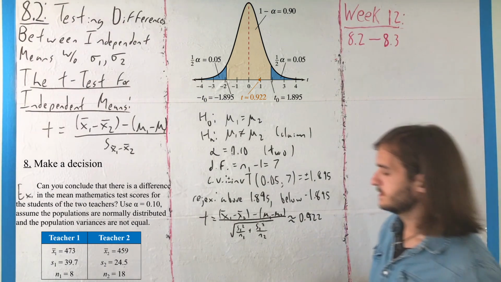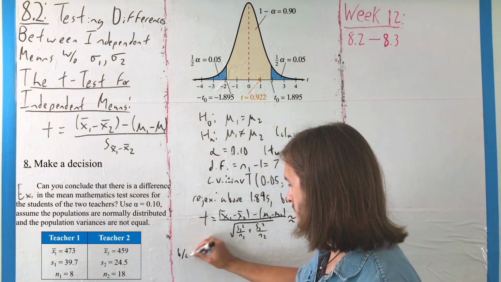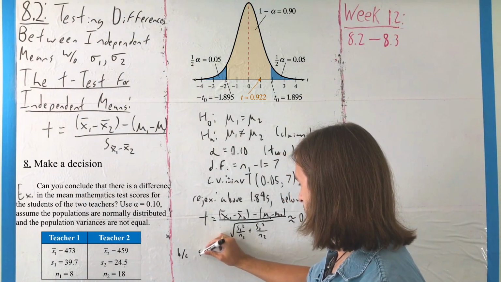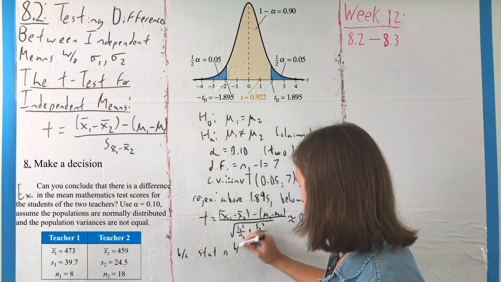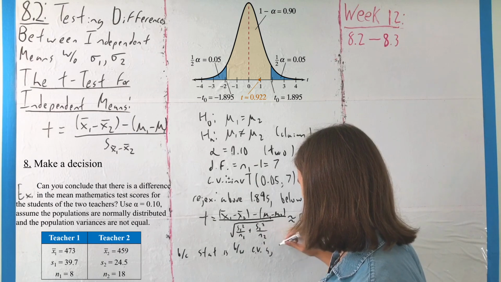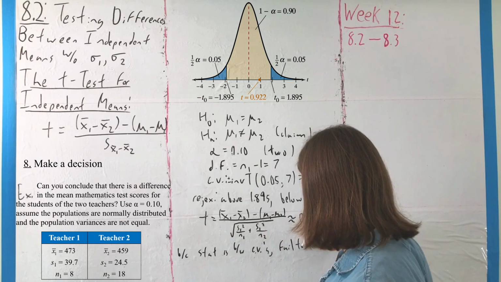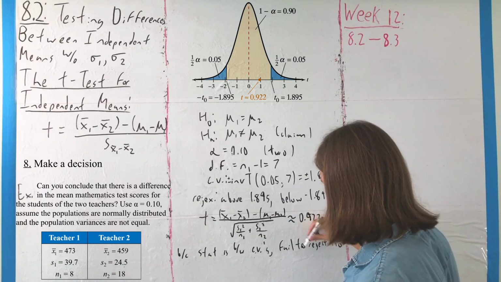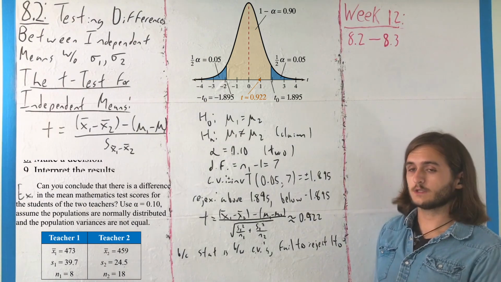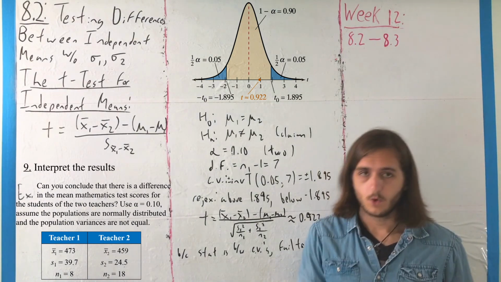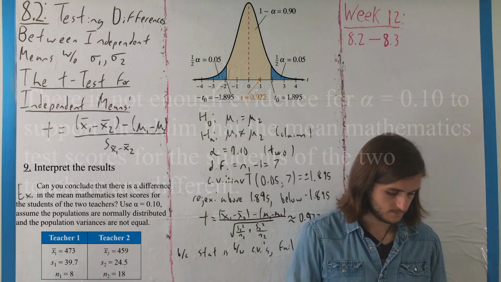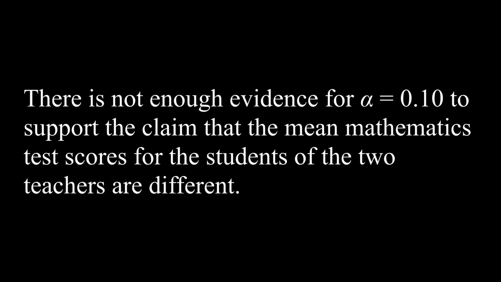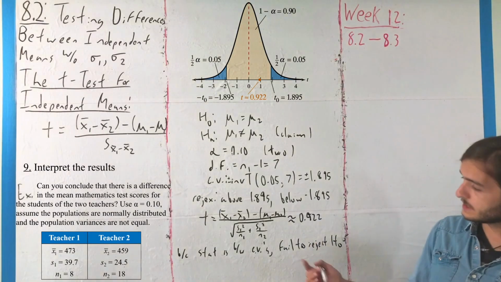So, in other words, because our test statistic is between the critical values, we fail to reject the null hypothesis. And then, if we want to get our conclusion off of this, we could say something to the effect of, there is not enough evidence at alpha equals 10% to support the claim that the mean math test scores for the students of the two teachers are different.